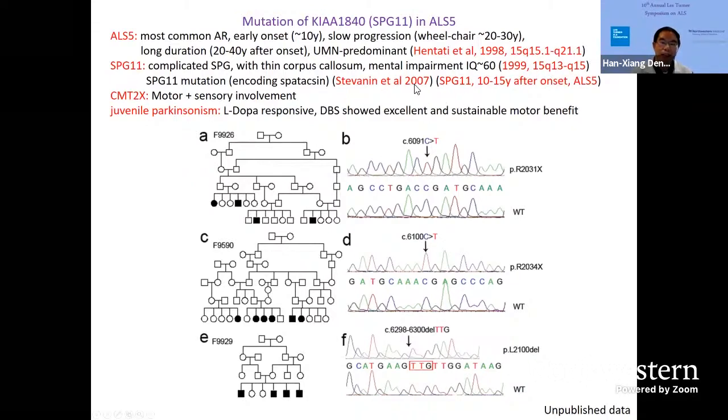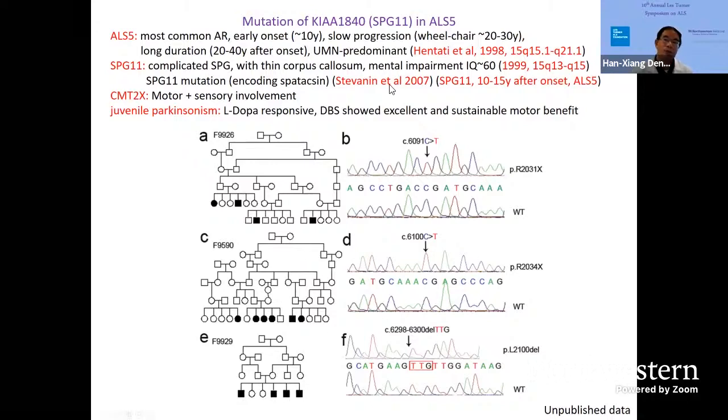And in 2007, the Stevanin group identified the mutation in SPG11. We can see most of the patients initially show spastic paraplegia, and normally 10 to 15 years after disease onset, they may show lower motor neuron signs. So actually ALS5 and SPG11 are allelic diseases, meaning they look like different diseases, but are caused by mutations in the same gene.